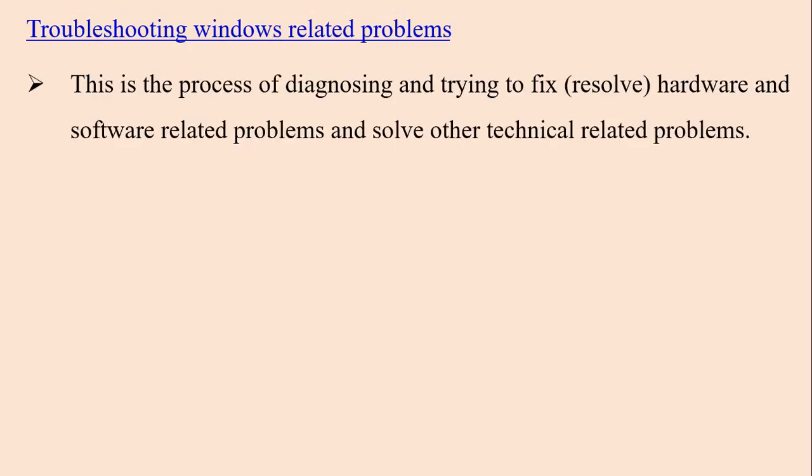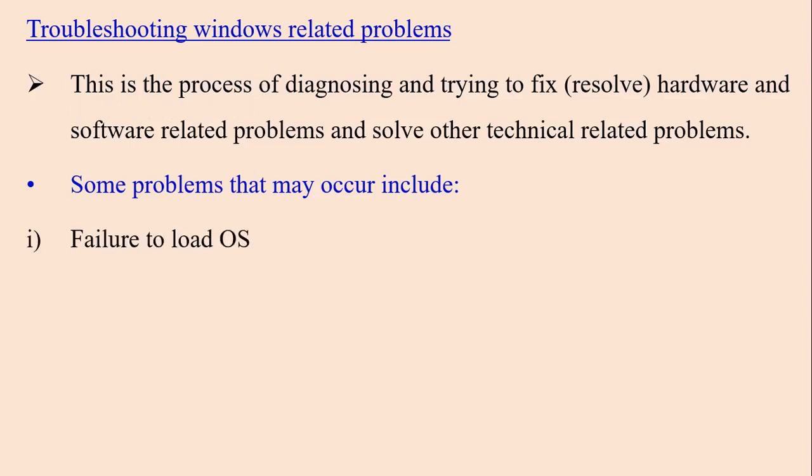Lastly, what are you supposed to do if your Windows operating system has certain errors or problems? Troubleshooting is the process of diagnosing and trying to fix or resolve hardware and software related problems and other technical related problems. Some problems that may occur either during the installation or even later include: number one, failure to load the operating system.